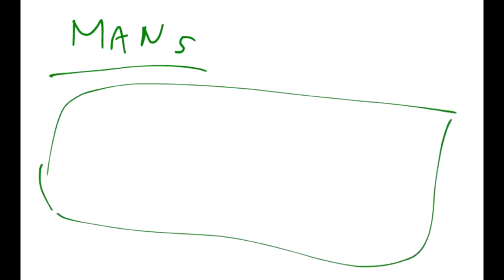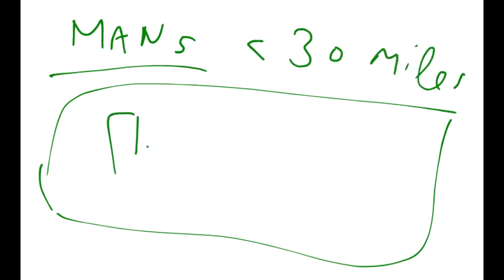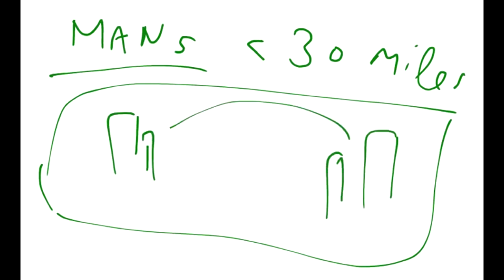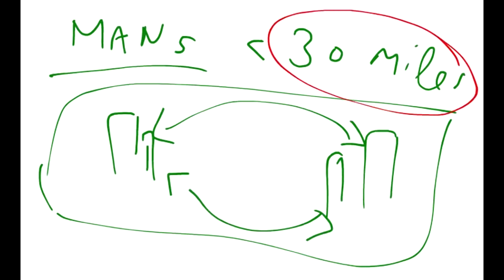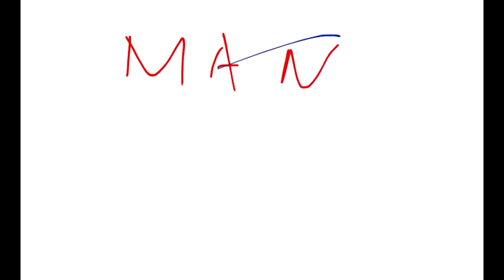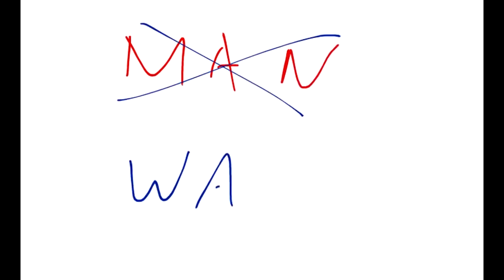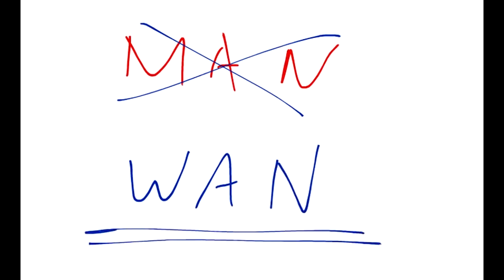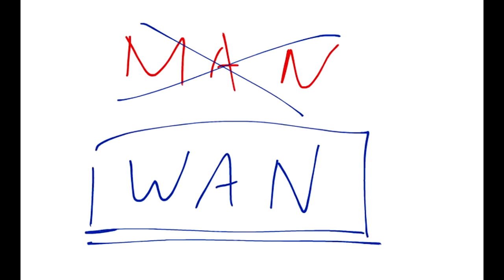So usually the specification of MANs depends upon the distance. So if we have got a metropolitan area of less than 30 miles and we have created a network, for example, between different travel agents of the airline industry, then this is also an example of a MAN. And if the network is greater than 30 miles radius or area, then we will not call that network a MAN, because in that case it would be a wide area network, which is WAN, and we will be discussing WAN in our next tutorial.